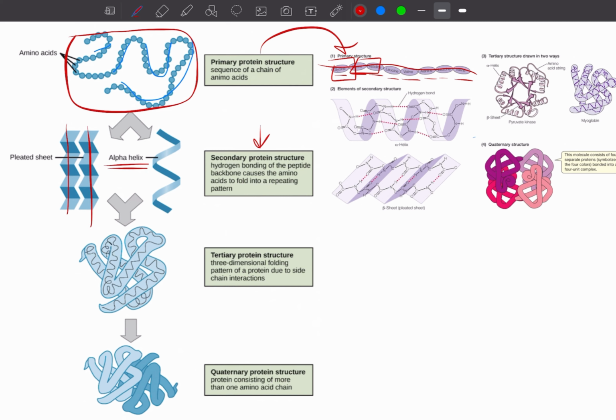Fancy, right? Helices. It's alpha helix, but plural alpha helices. These form through the hydrogen bonds, which happen between the backbones of these amino acids.